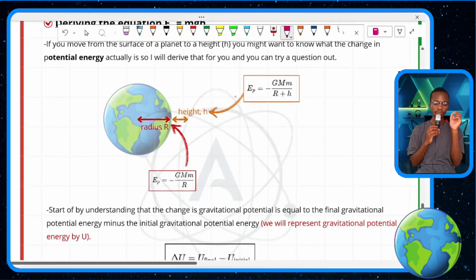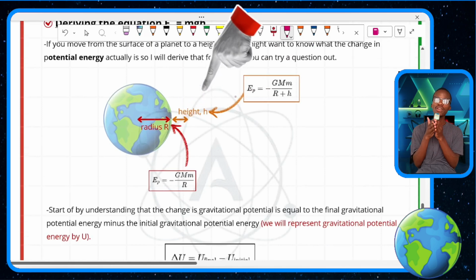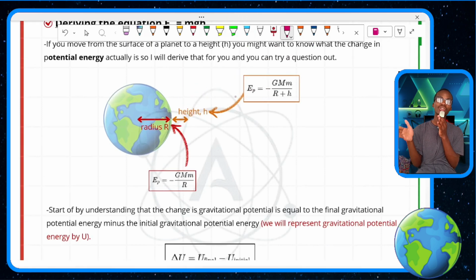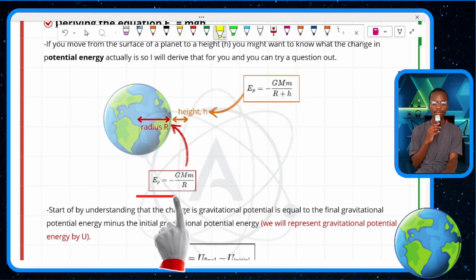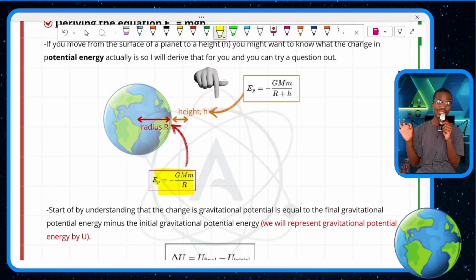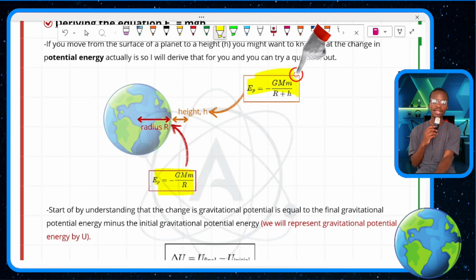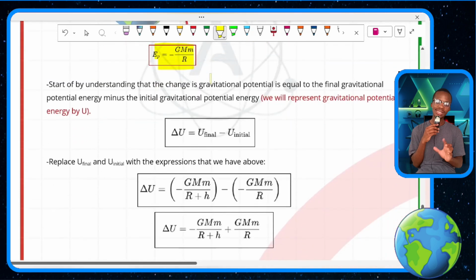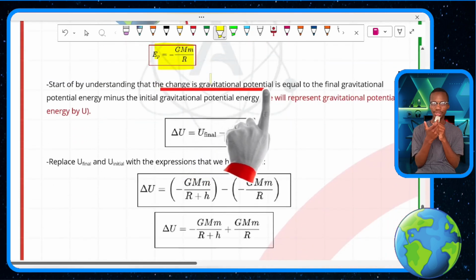Okay, so gravitational potential energy, mgh, that equation comes from you moving a specific distance h above the Earth's surface. So at the Earth's surface, EP is equal to negative GMm over r, right? Fairly simple. If you move a specific distance h, r plus h is going to be the new distance where you're at. So the potential energy at that point will be negative GMm over r plus h. Hope that makes sense. Okay, so we need to understand how do you find the change in the gravitational potential?